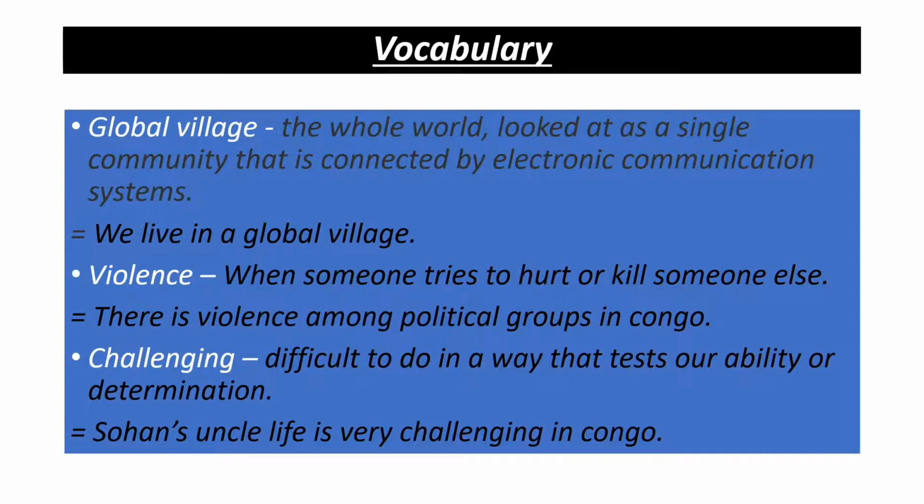Dear students, now you have to read the text in section B. But before reading, I want to give you the meaning of some unknown words because you know that vocabulary is very important to understand the text. So our first word is global village. The meaning of the word: the whole world looked at as a single community that is connected by electronic communication systems. The use of the word here is: we live in a global village. Second word is violence. The meaning of the word is when someone tries to hurt or kill someone else. The use of the word here is: there is violence among political groups in Congo.